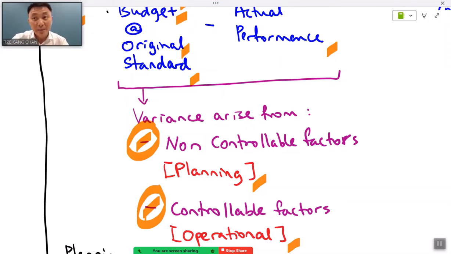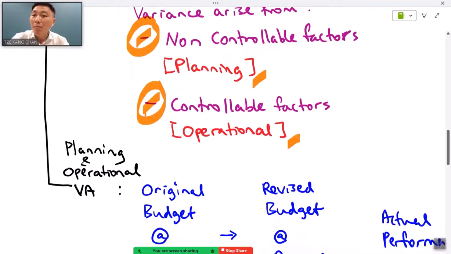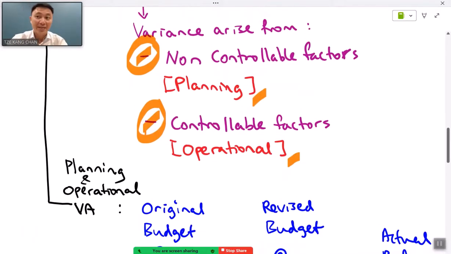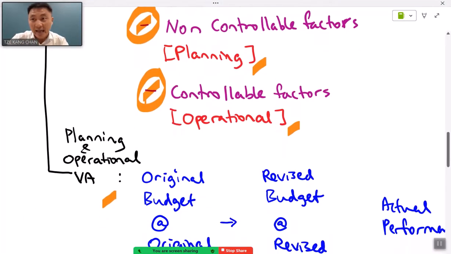In response to this limitation, a more enhanced version of variances analysis, namely planning and operational variances, has been introduced, and this is what the video is mainly catered for. As the words planning and operational variances indicate, it divides all the variances into two categories, deriving from three main sets of key information.